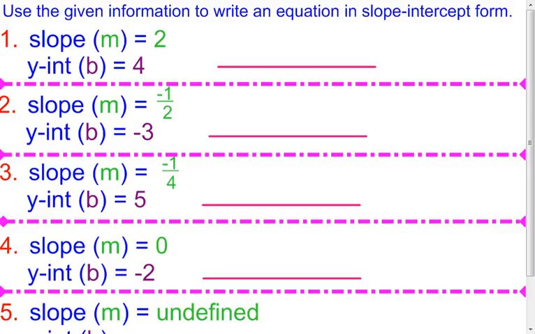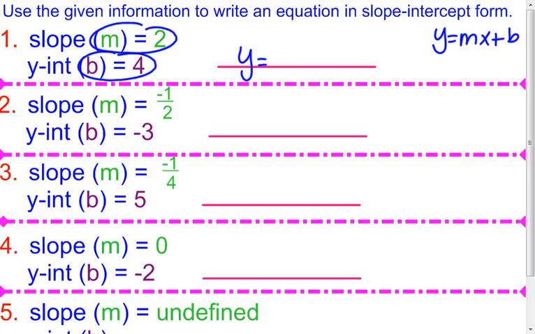And again, every time we do this, we are using this equation, y equals mx plus b. So all you need to do is plug the numbers in. Here I'm telling you to plug 2 in for m and 4 in for b. That's all you have to do. So y equals 2x plus 4.